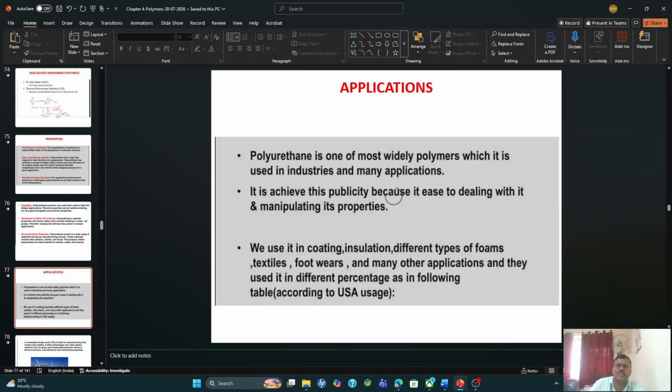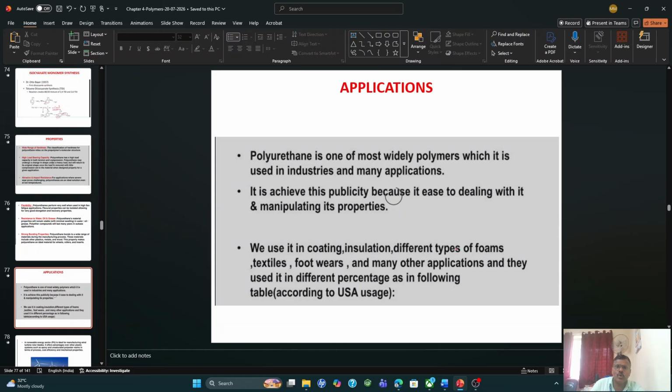Other applications. Polyurethane is one of the most widely used polymers in industries and many applications. One can easily manipulate the applications by tuning the substitutions. Instead of R, if you replace the R as aliphatic to aromatic, the properties will be enhanced.